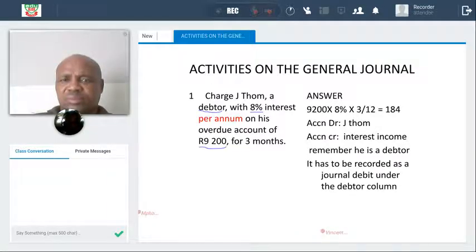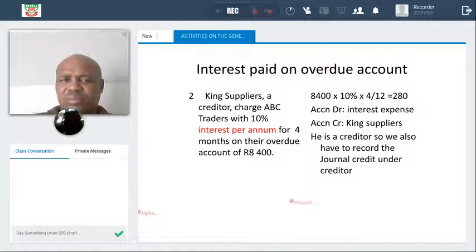Okay, now we go to the second slide. Interest paid on overdue account. King Supplier, a creditor, charges ABC Traders. So King Supplier is charging ABC Traders, which is us, 10% interest per annum. Per annum here is very important. Why? Because it's for 4 months. It's not for the whole year at this amount.